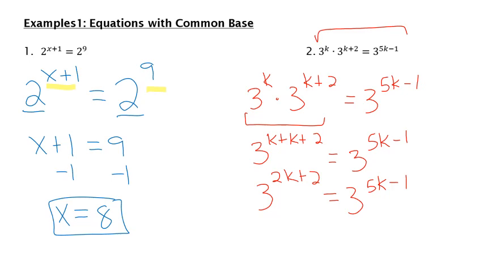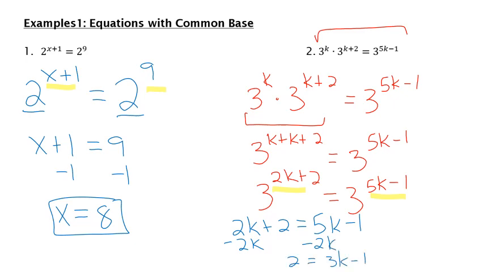both sides have the same exact base, we can go ahead and take those exponents and just set them equal to each other. So we're going to go ahead and do that. We have 2k plus 2 equals 5k minus 1. And then just simply go ahead and solve. So now this is just a linear equation. And we should actually end up with our k value being equal to 1.